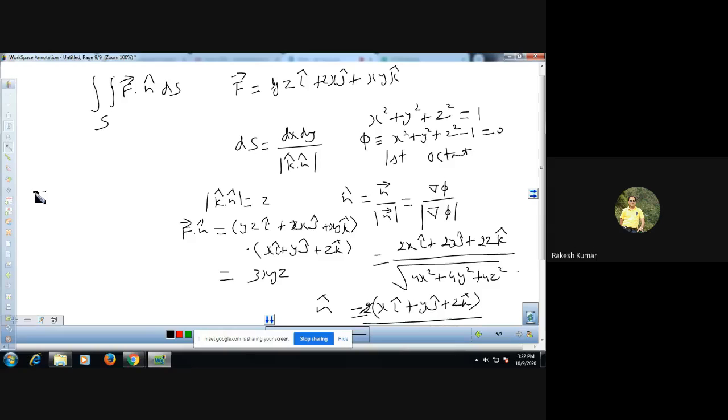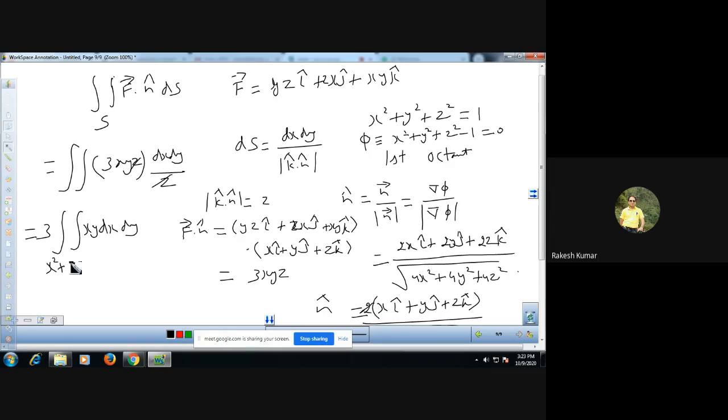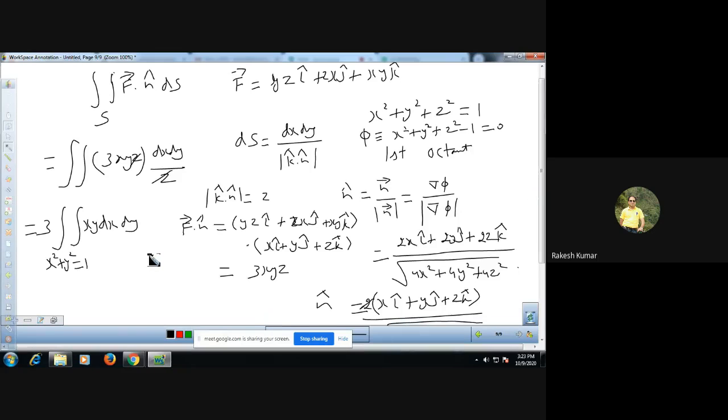You can see now. This can be written, evaluated over this, that is 3xyz dx dy over z, because its value is z, and the modulus of z will be there, so z will be cancelled with that. This you need to evaluate. 3 is a constant, can be taken out, so that will be xy dx dy over this x square plus y square equal to 1, because we are taking the first octant with the xy plane. So in the xy plane z is 0. So you will take z as 0 here, and you will be left with the circle only, x square plus y square equal to 1.